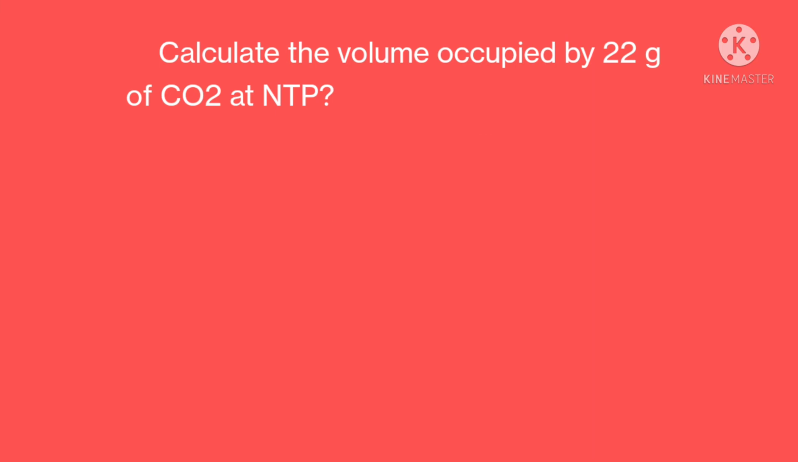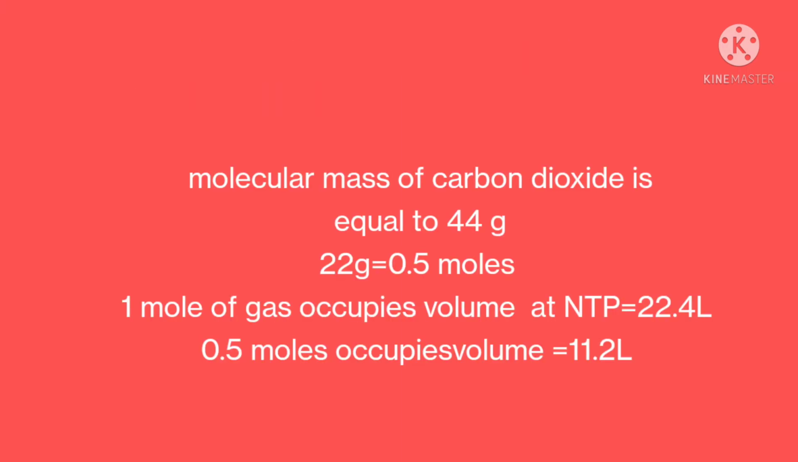1:8. Calculate the volume occupied by 22 grams of carbon dioxide at NTP. So molecular mass of carbon dioxide is 44 grams. So 1 mole, that is 44 grams, will occupy 22.4 liters. So 22 grams, that is half mole, will occupy 11.2 liters.